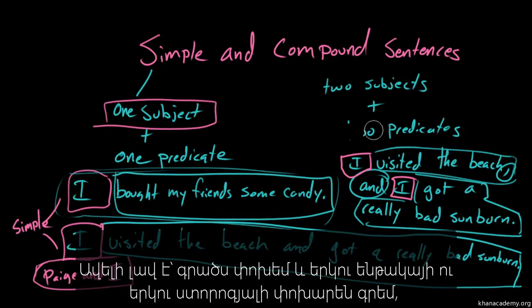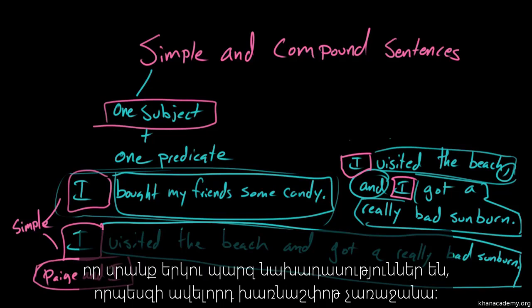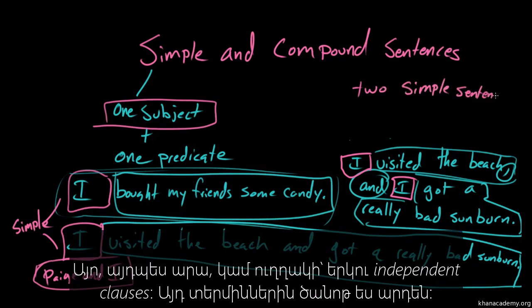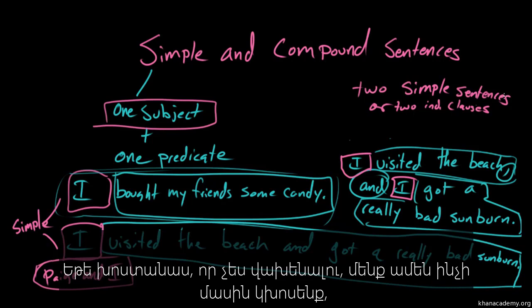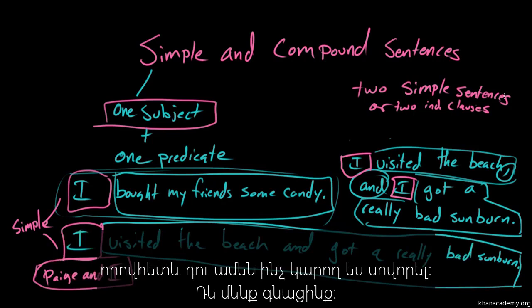So let me change what I wrote here to just say, instead of two subjects and two predicates, because I think that's confusing in light of this information, let's just say it is two simple sentences. Or two independent clauses, if you know that terminology. And if you don't, never fear, we'll cover it, and you can learn anything.